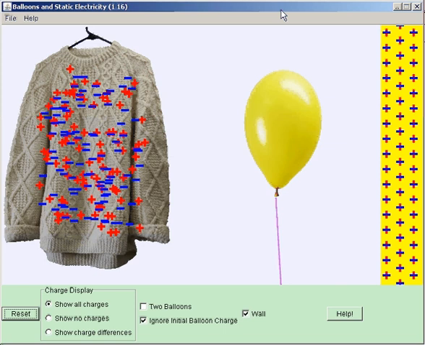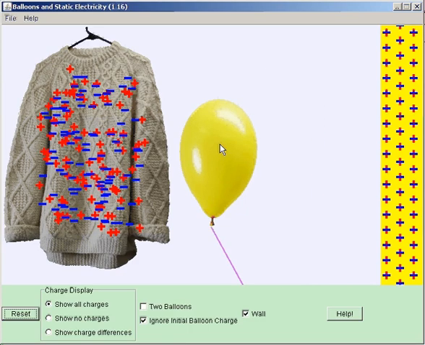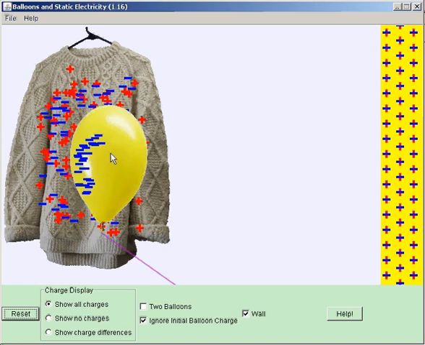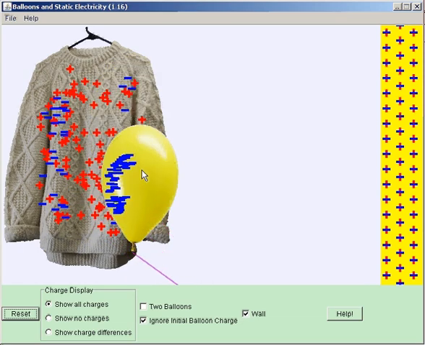If you look at this animation over here, we've got a balloon which is neutral and a jersey which is neutral. In other words, the balloon is made up of positive and negative charges and they are equal. The jersey also has positive and negative charges which are equal. By friction, I'm now going to bring the balloon and rub it onto the jersey. And as I rub it, the negative charge is going to be transferred from the jersey to the balloon.